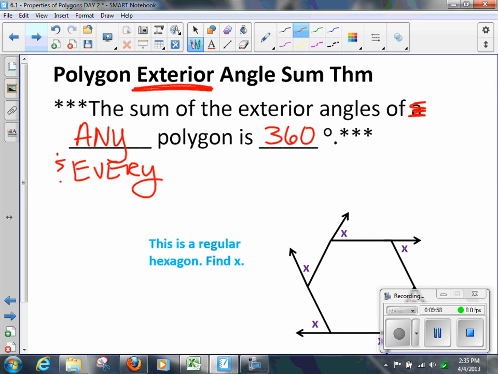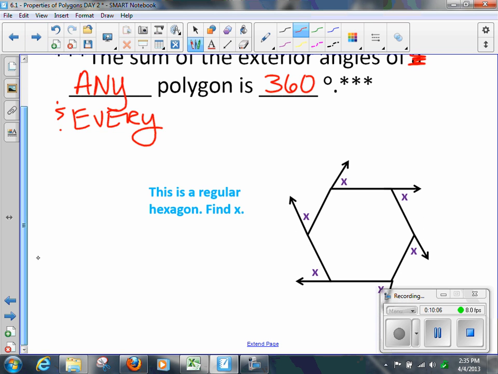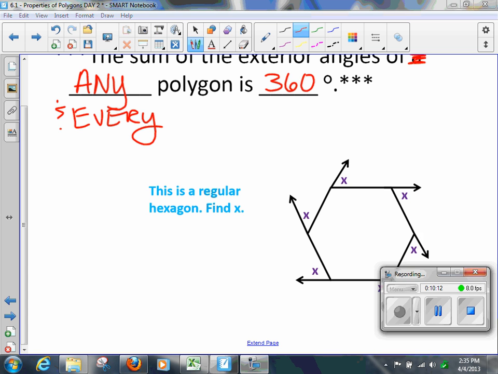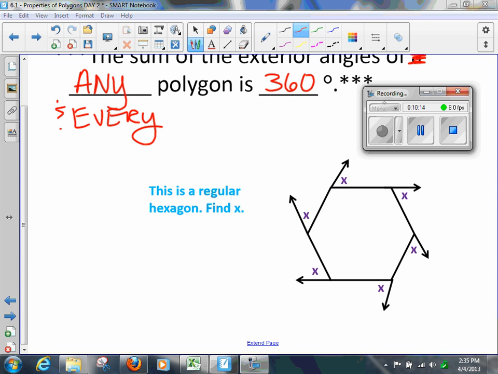Now, we don't have to remember. That's easy to remember, okay? So, look at this first example. Well, I will only use n minus 2 times 180 when we're dealing with what kind of angles? When we're dealing with interior angles, okay? This is dealing with exterior.